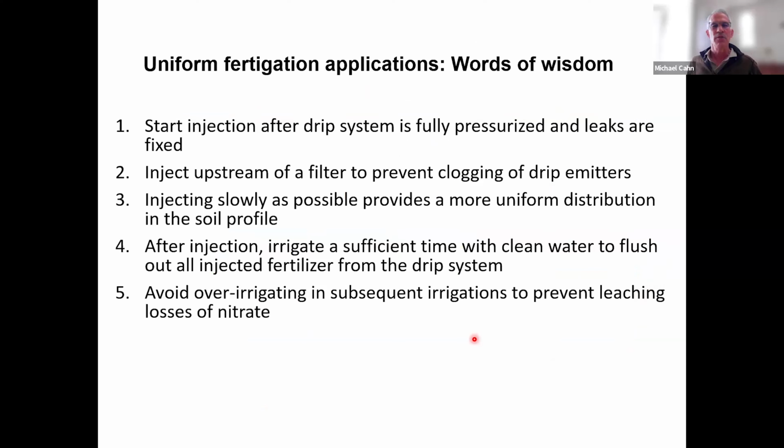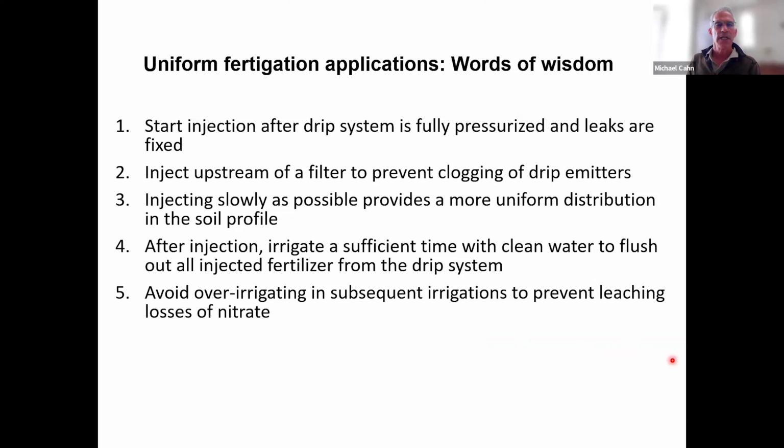So a few words of wisdom about how you can get a uniform fertigation application. The most important part is don't start injecting until the drip system is fully pressurized and you fixed all your leaks, right? You don't want your fertilizer going out where you have a big leak in the drip system. You want to inject upstream of a filter to prevent clogging of the emitters. And we'll talk more about that later.